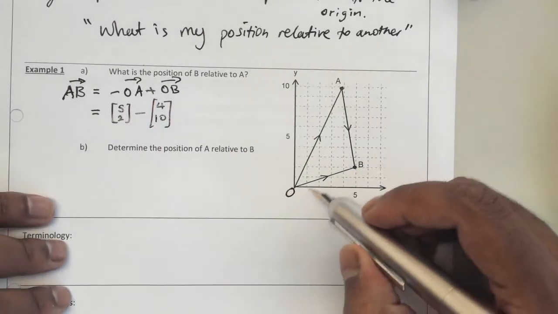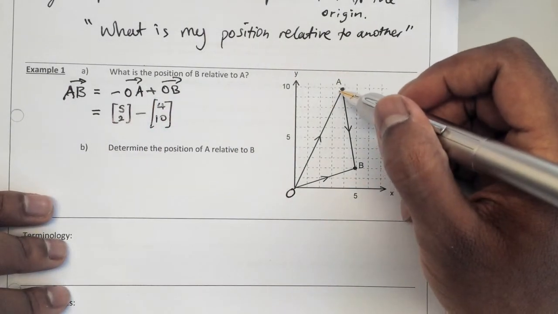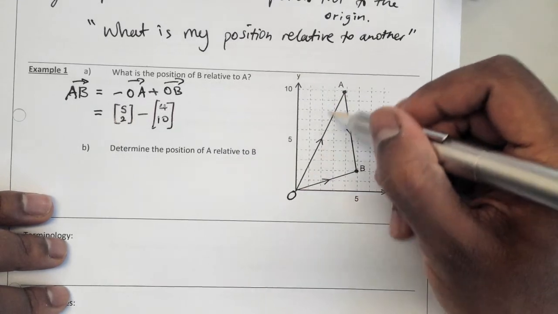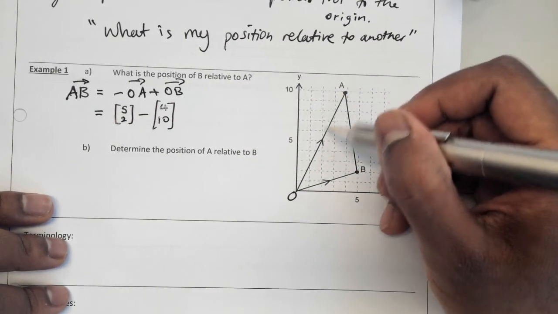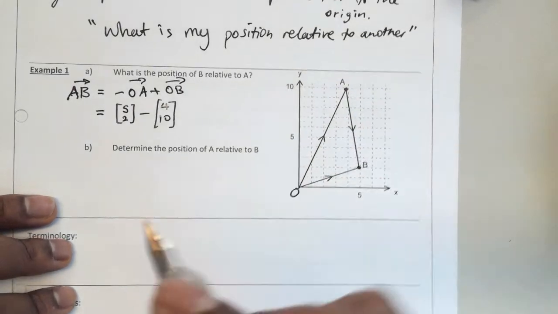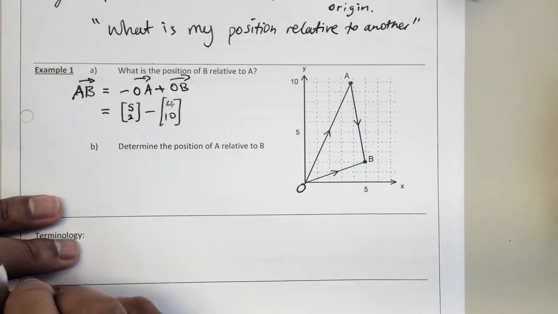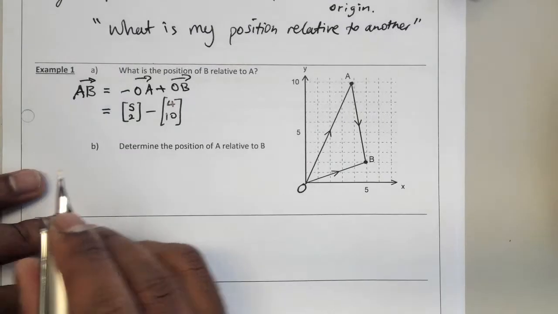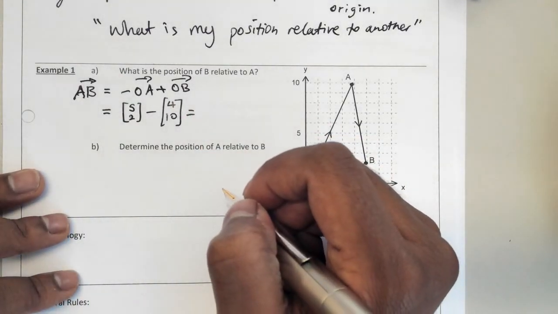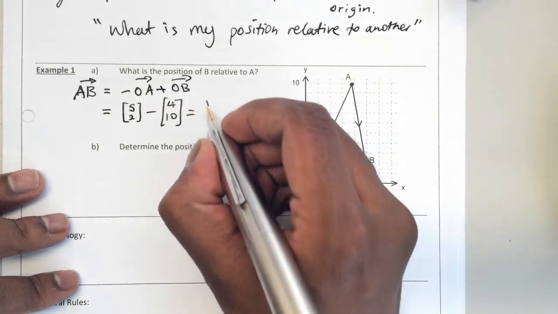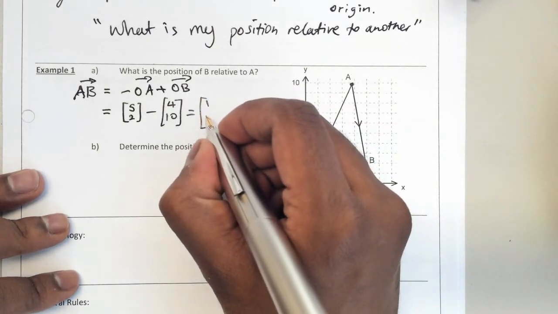So let's just check that. So, 1, 2, 3, 4, 1, 2, 3, 4. Yep. Okay. And then I just simplify that. 1, negative 8.